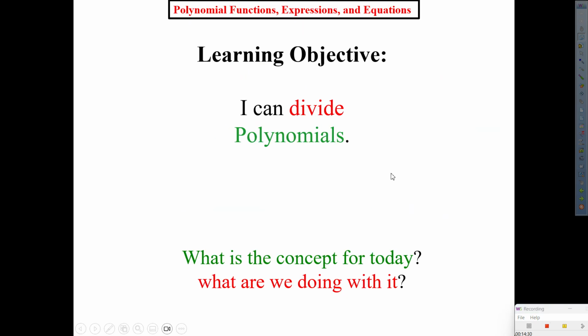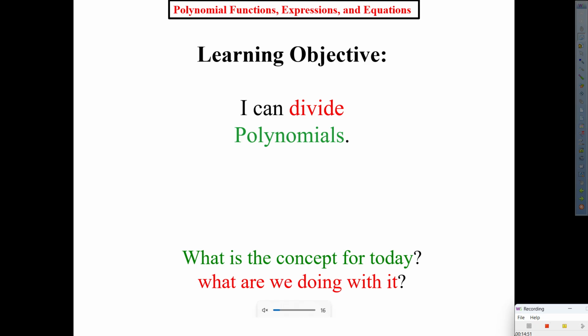There's the objective. You do need a Frayer model. Set that up, please. All right, are we good? All right, thank you for sending that in. Appreciate it. Here we go. I can divide polynomials.